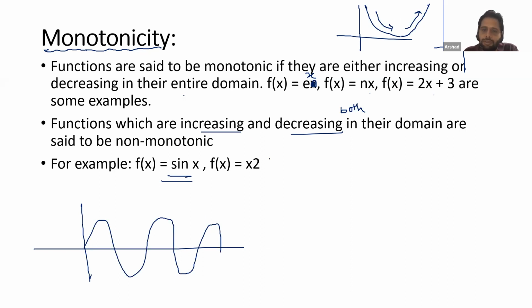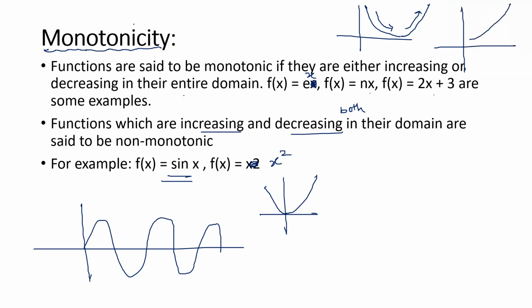Similarly, this is x squared. You know the graph of x squared looks like this, so it is also a non-monotonic function. I hope this is clear to everyone. What is a monotonic function? One which is either increasing or decreasing, not both. I will give you 2 minutes for this. Please note this down. Then our topic is complete and we will start maxima and minima.